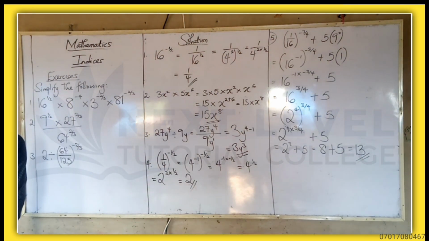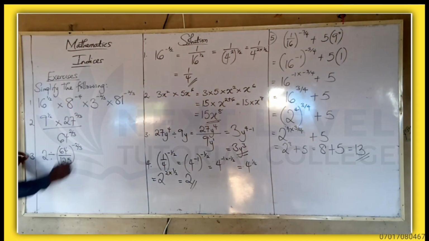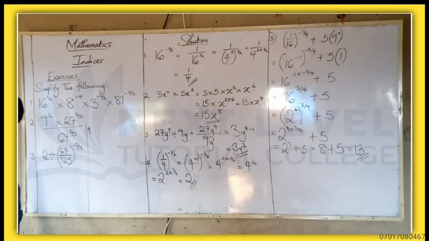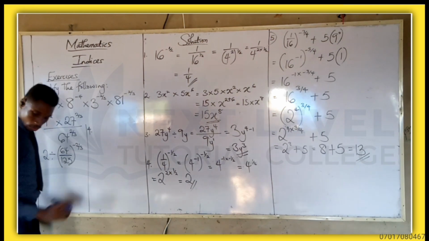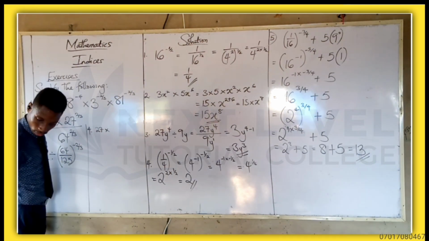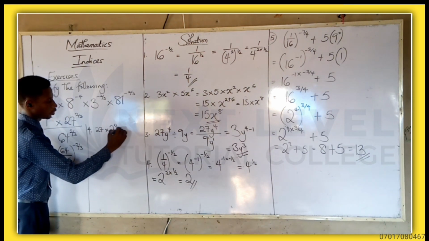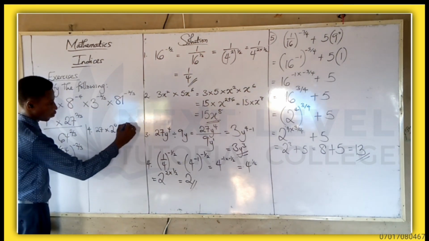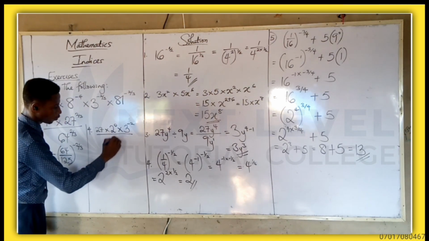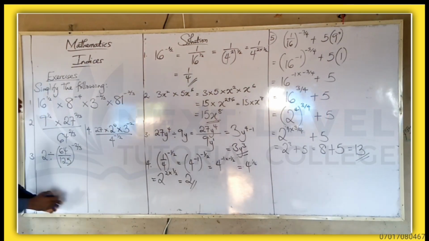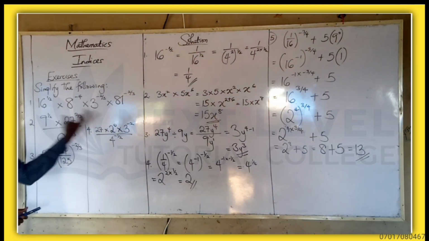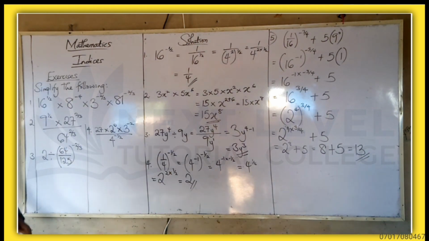Let me find one more, something very simple. So I'll call this number 4. I hope it is clear. That will be 27 times 2 raised to power 0 times 3 raised to power minus 2 all over 4 raised to power minus half. So you can practice with these questions, although there might be differences in difficulty.